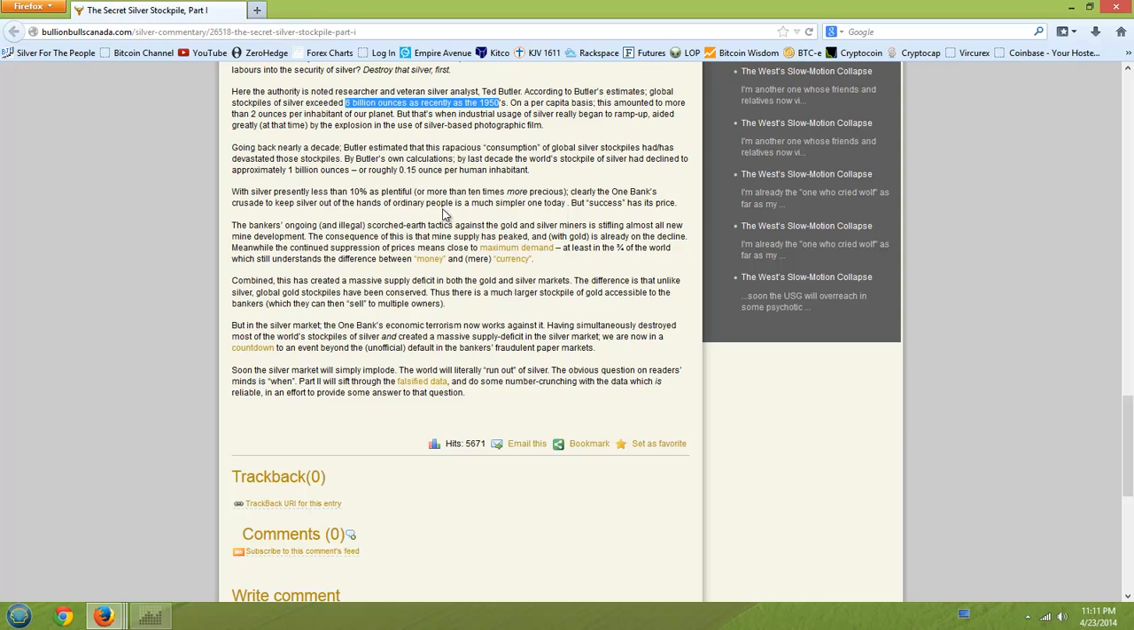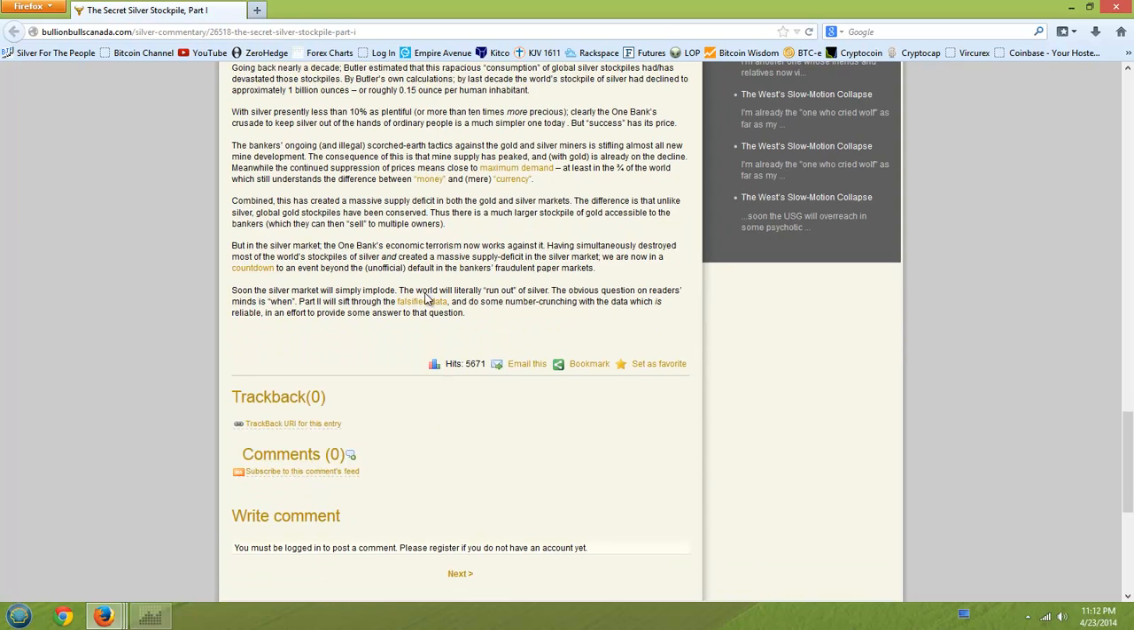With silver presently less than 10% as plentiful, or more than 10 times more precious, clearly the one bank's crusade to keep silver out of the hands of ordinary people is a much simpler one today, but success has its price. The bankers' ongoing and illegal scorched earth tactics against the gold and silver miners is stifling almost all new mine development. The consequence of this is that mine supply has peaked, and that with gold is already on the decline. Meanwhile, the continued suppression of prices means close to maximum demand, at least in the three quarters of the world which still understands the difference between money and currency.